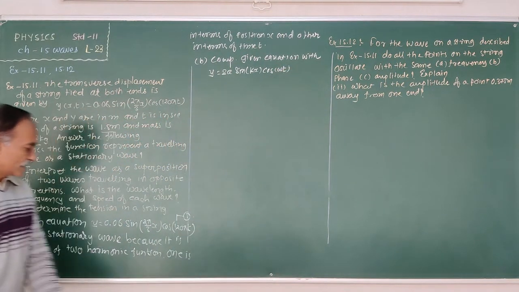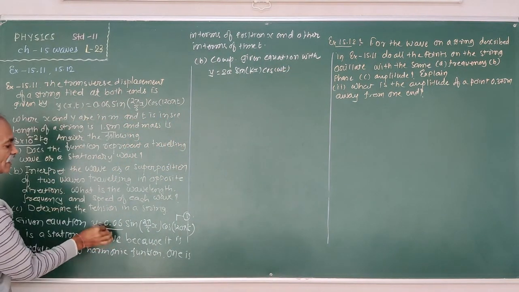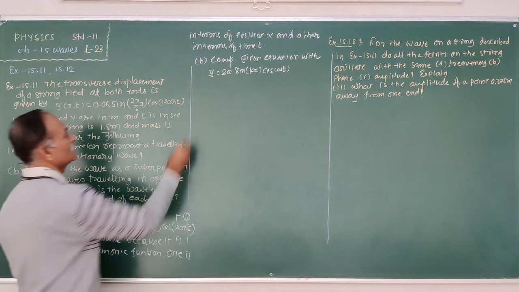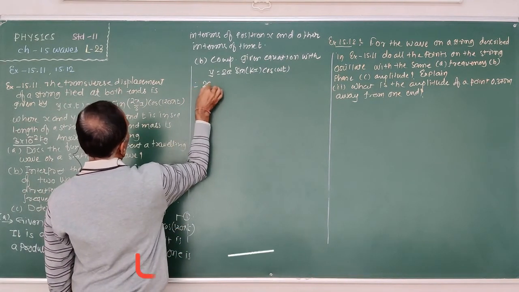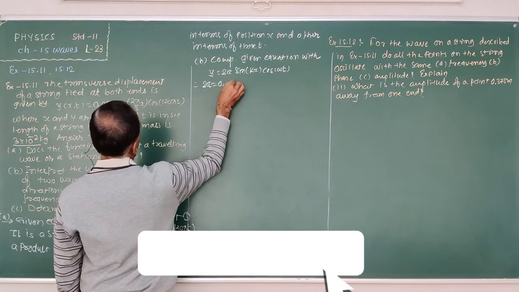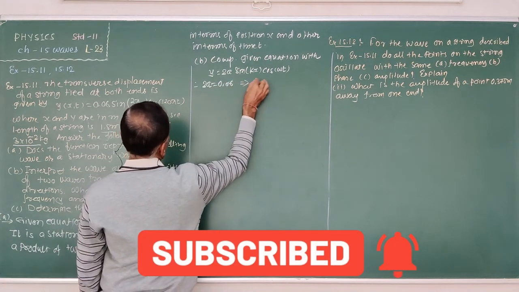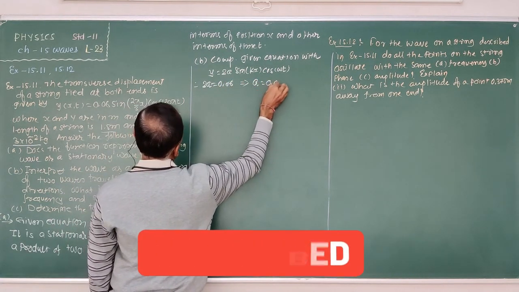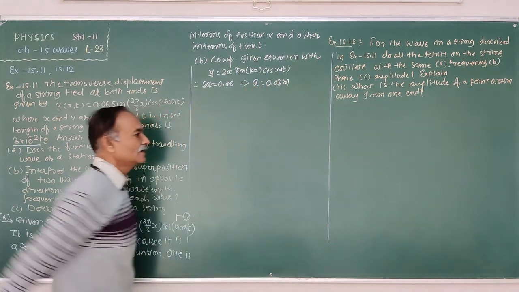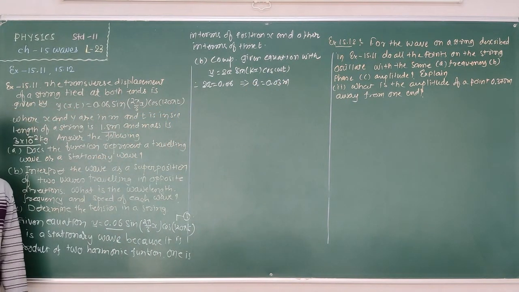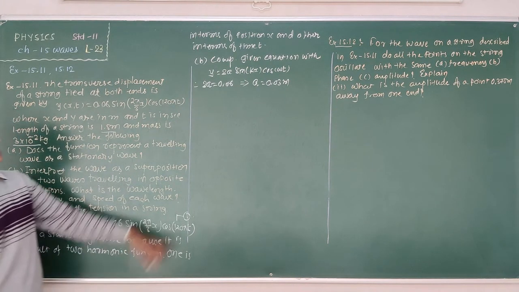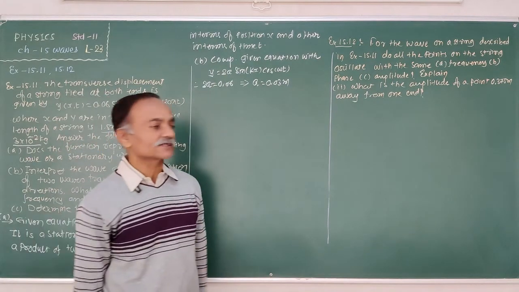Therefore, first 2a is equal to 0.06. Therefore, we obtain a = 0.03 meter. This is the amplitude of the wave. Actually, the amplitude of each component wave of the stationary wave is 0.03 meter.